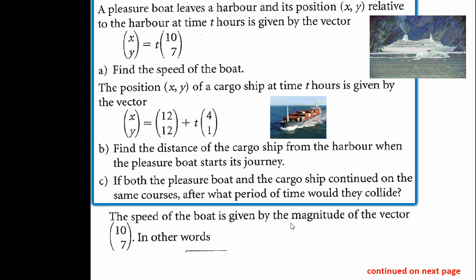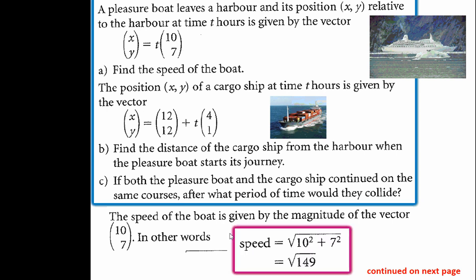The speed of the boat is given, as we said on an earlier one, by the magnitude of the direction vector. Remember, this is the direction vector because it's got the scalar multiplied by it. The speed is the magnitude of the direction vector. So use Pythagoras with the direction vector: the square root of 10 squared plus 7 squared, the square root of 149. So the speed of the boat is the square root of 149.